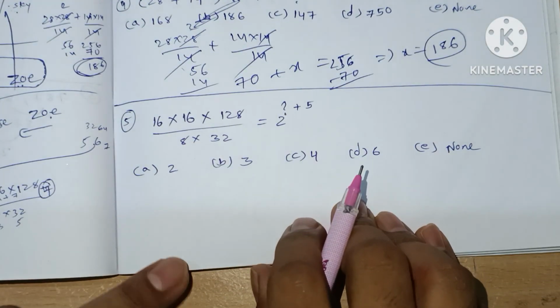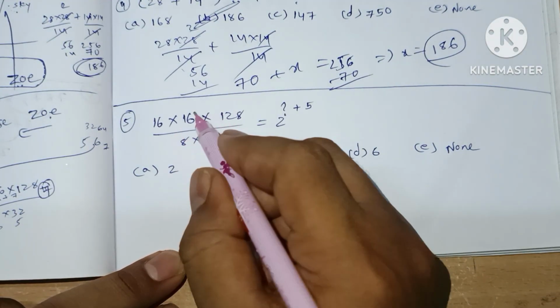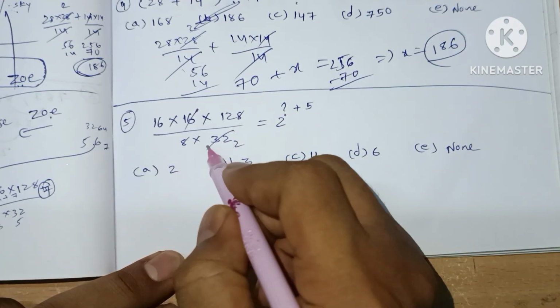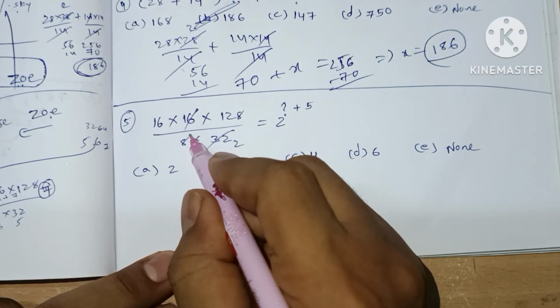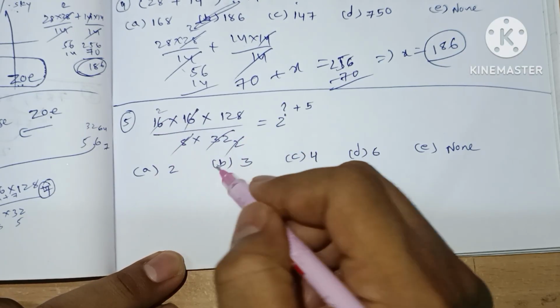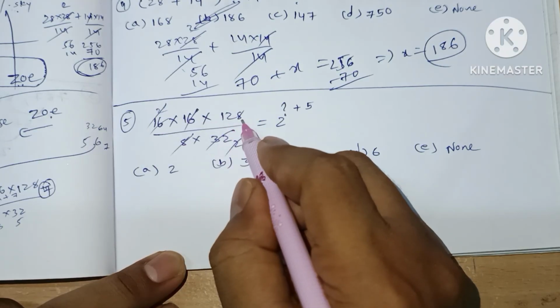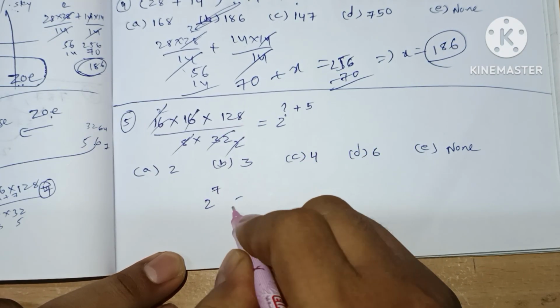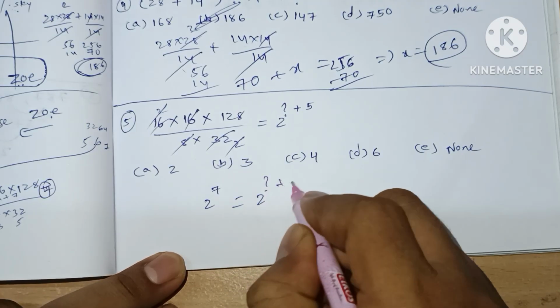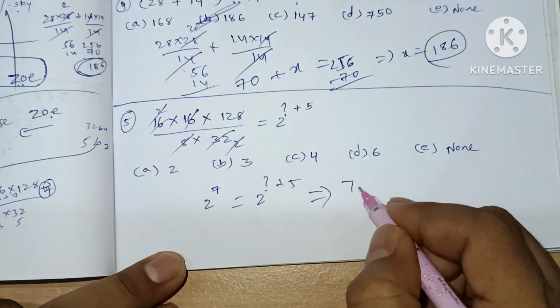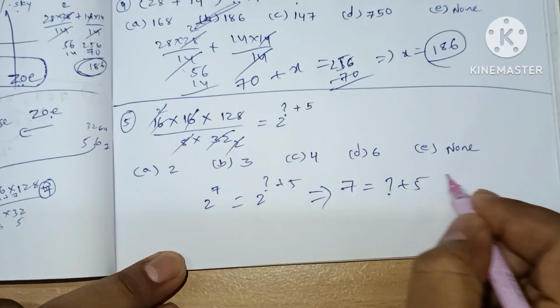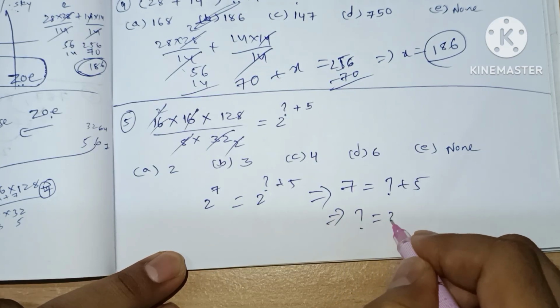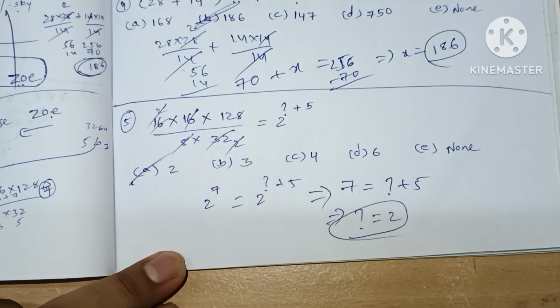Next question. Here 16 two times and 8 two times. This 2 and this 2 cancel. We get 128. 128 is nothing but 2 power 7. So 2 power question mark plus 5. Bases are equal, so 7 equals question mark plus 5. So question mark value will be 2. Option A is our answer.